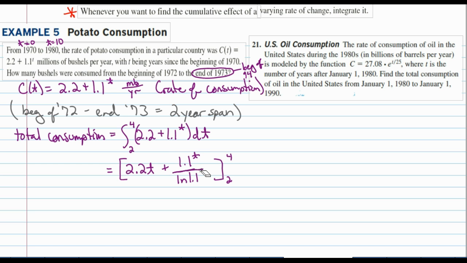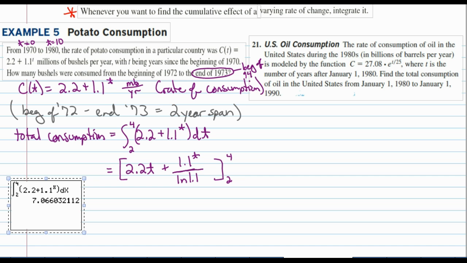So I'll do a little integration. The antiderivative of 2.2 is 2.2t. Then the antiderivative of 1.1 to the t is 1.1 to the t over the natural log of your base. And then fundamental theorem part 2, or just do it on your calculator because this one's complicated, and I get 7.066 million bushels were consumed in those 2 years.